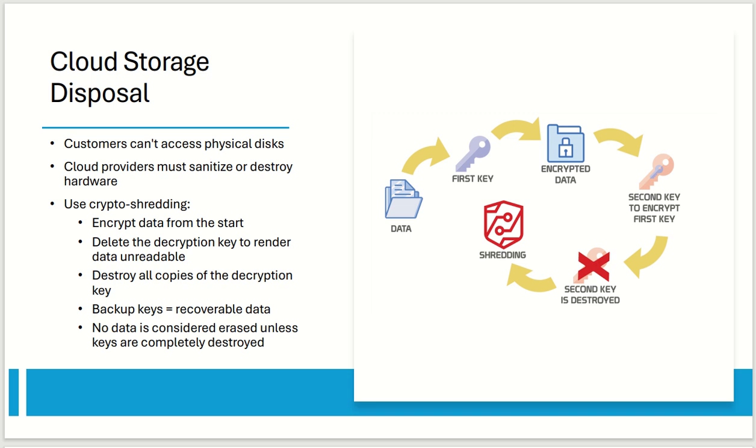They actually use what we call crypto shredding. With crypto shredding, we encrypt data from the start. After encrypting the data, the key that was used to encrypt the data is deleted to render this data unreadable, because as long as you don't have access to this key, you are not able to decrypt the data. It's there, but it's encrypted. You cannot use it. If you destroy all copies of the decryption key, then the data is safely shredded.